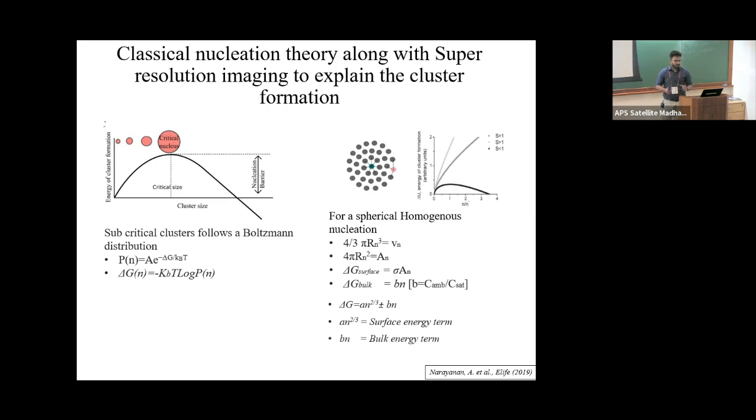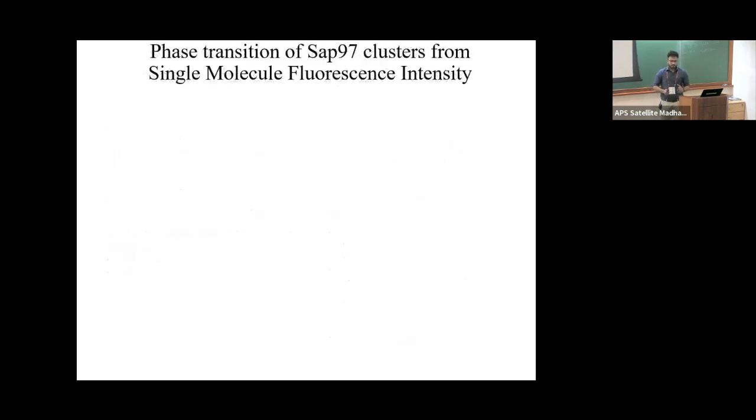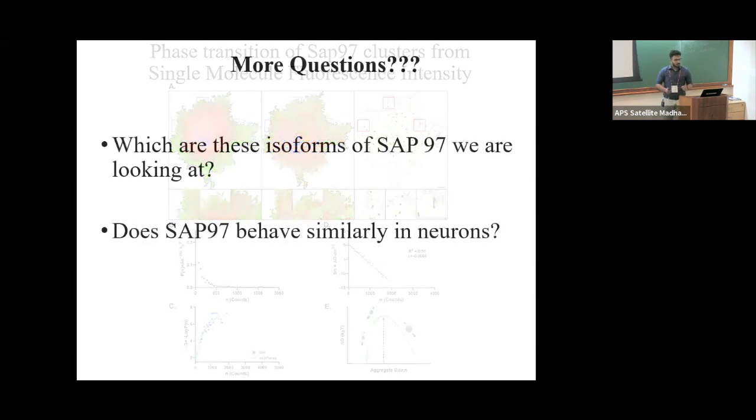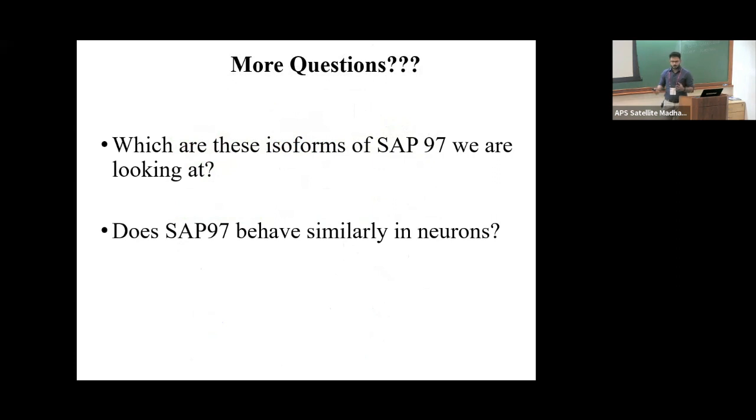From here, we move on to the phase separation that we can see in Neuro2A cells using super resolution or single molecule fluorescence intensity. In Neuro2A cells, we saw that SAP97 clusters followed a first order phase transition. Coming to more questions: in Neuro2A cells, what we saw was endogenous SAP97, so we need to know which isoforms of SAP97 are present there, and also what is happening inside neurons, and what isoforms are present in neurons.